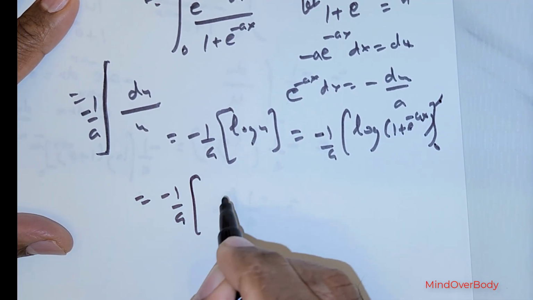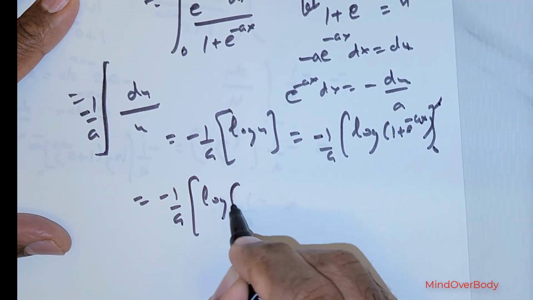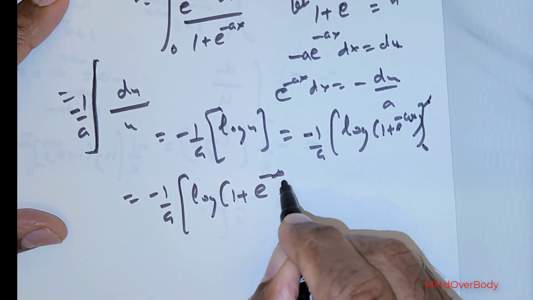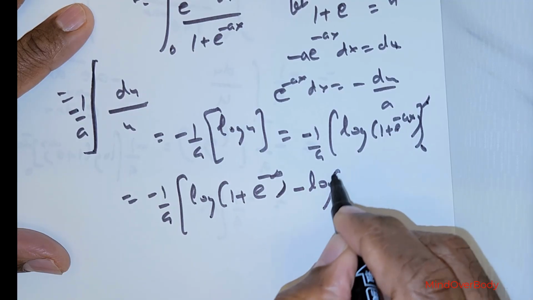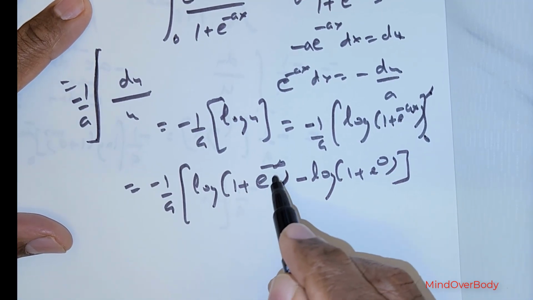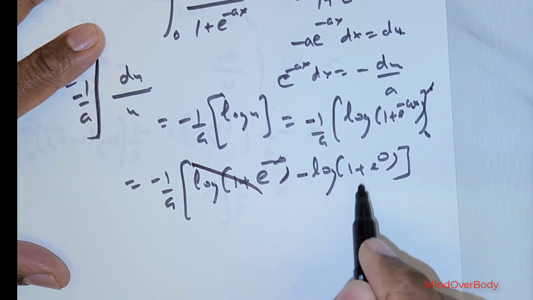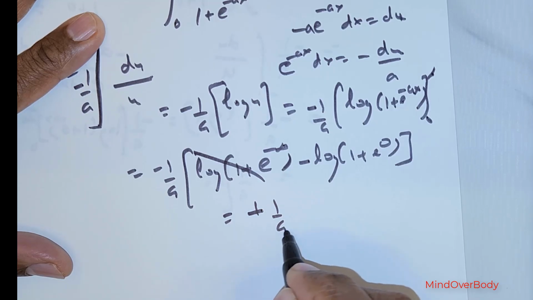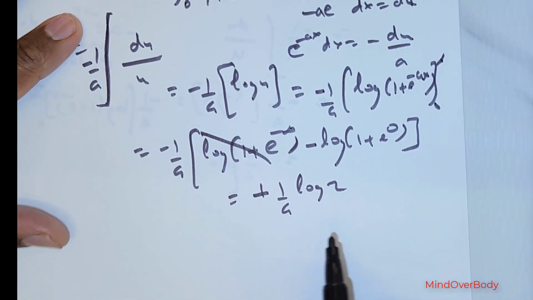So I substitute the upper limit. It's going to be 1 plus e raised to the power of negative infinity, right? And then negative log of 1 plus e raised to the power of 0. So this is going to be 0, so this goes off. This is going to give me 2. So positive 1 over a log 2.